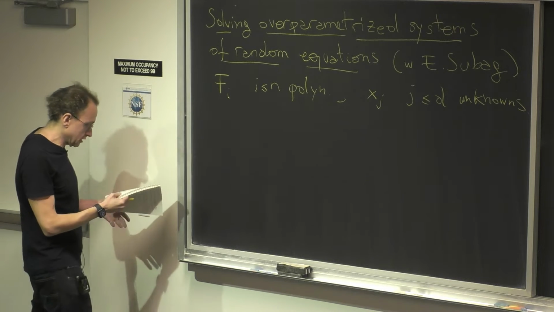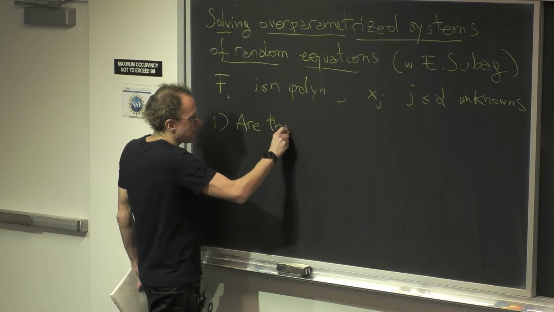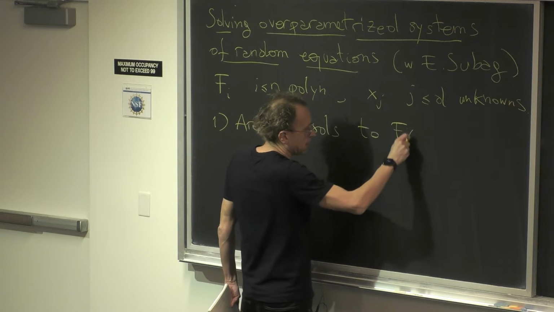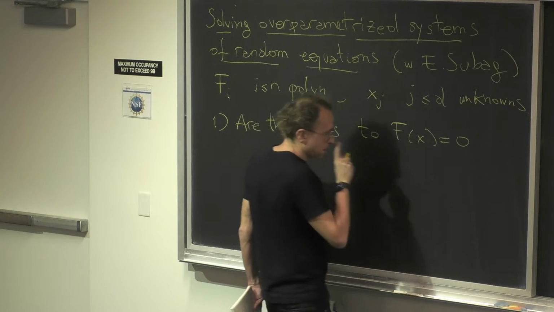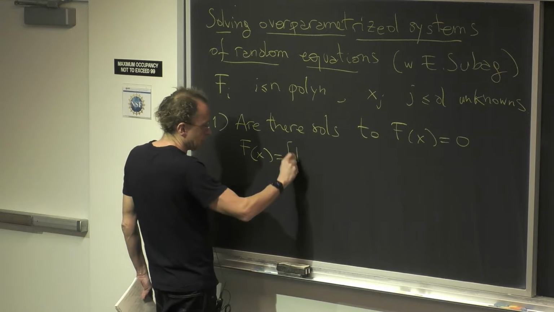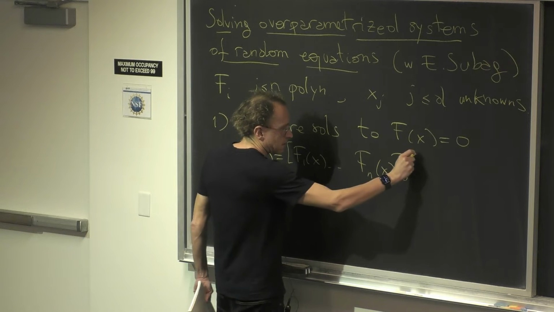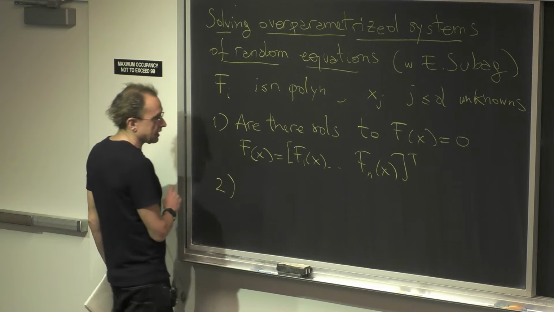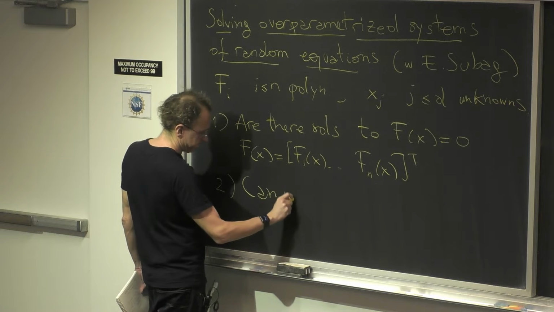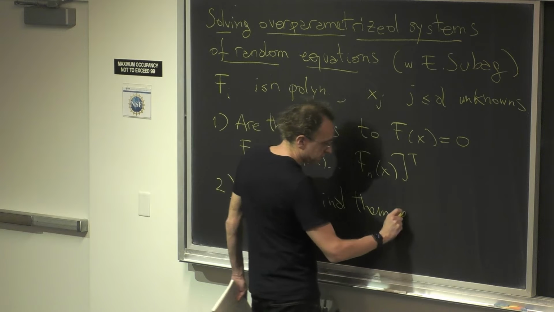And we want to answer two questions. Are there solutions to f of x equals 0, where f of x is just the vector f1 of x, ..., fn of x? And second question: can we find them in polynomial time? Say, efficiently.